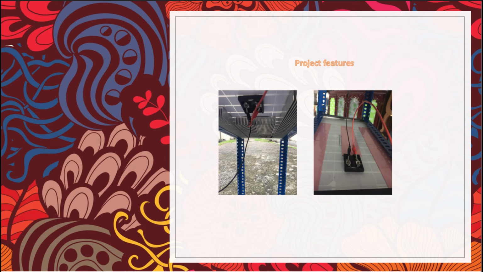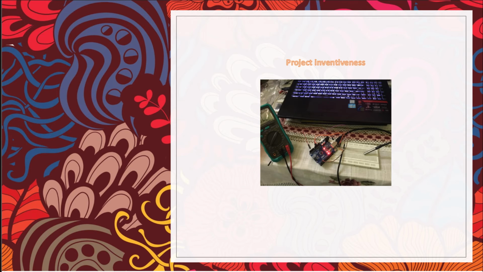For project features, I'm using an aluminium heatsink and silicon as a passive cooling technique. I installed all these materials behind the solar panel. Next is project inventiveness. For project inventiveness, I'm using an Arduino system and a DS18B20 sensor to measure the temperature. I connect it with the Arduino system in a computer to measure the temperature.